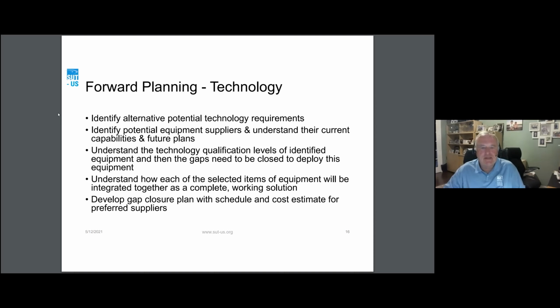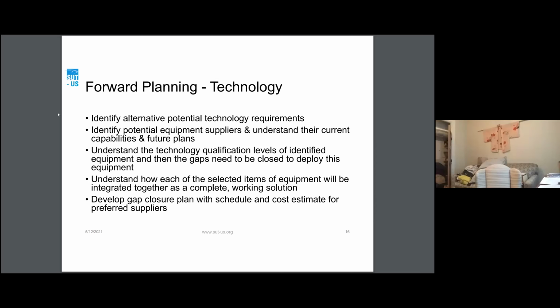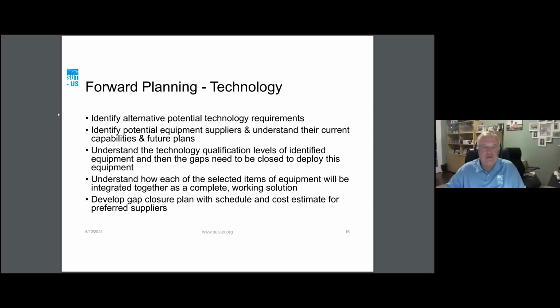You've got to understand the technology qualification levels as you're looking at the qualifications. And even though technology might be said to be field proven, when you get into it, there will be gaps. And those gaps need to be identified and then closure plans developed.